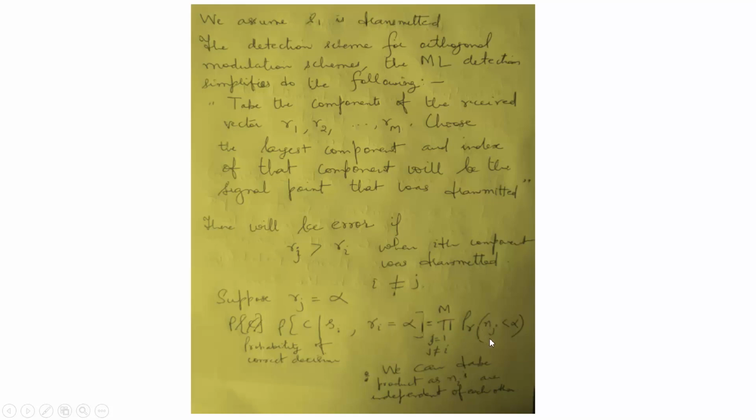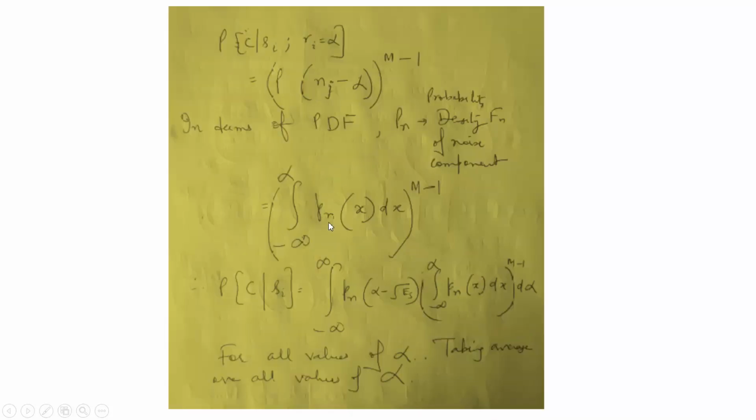If all the other values of the received vector, that means all the noise components corresponding to all other signal points, are less than alpha, because alpha is Ri, right? In that case, we can take the product, as the ni's are independent of each other. Now this is the probability of correct decision.